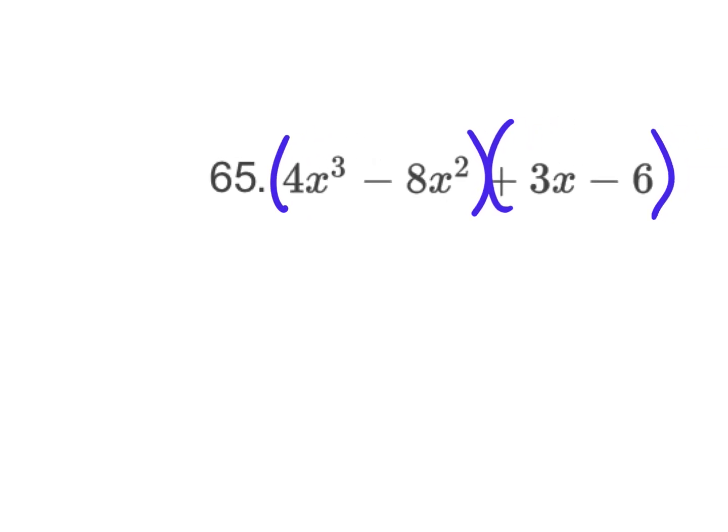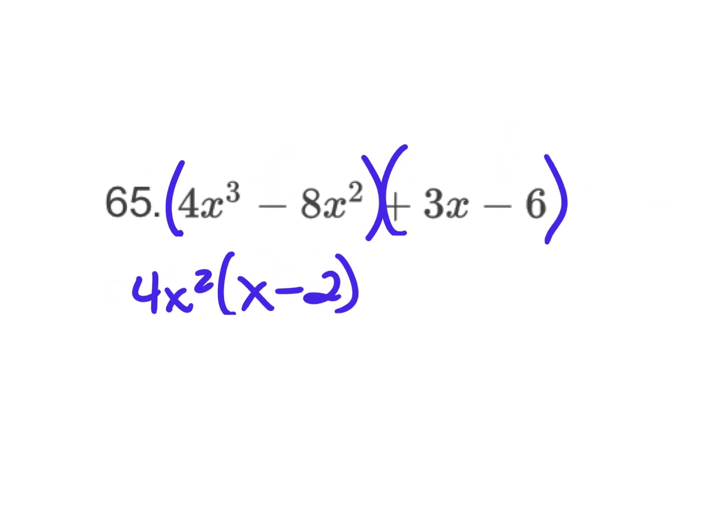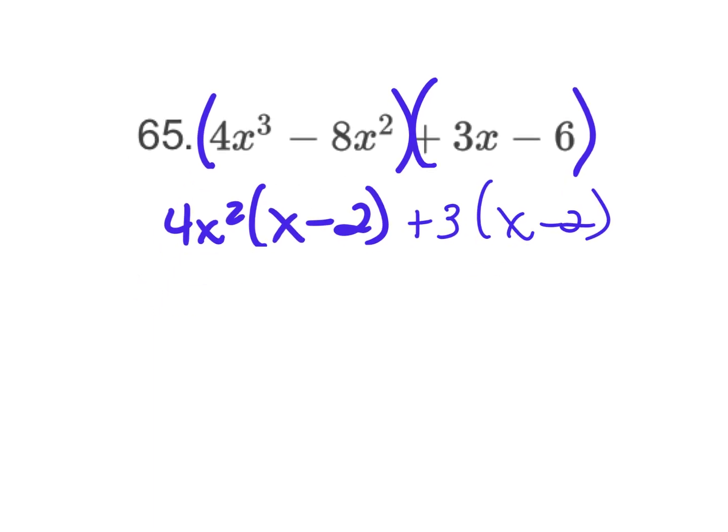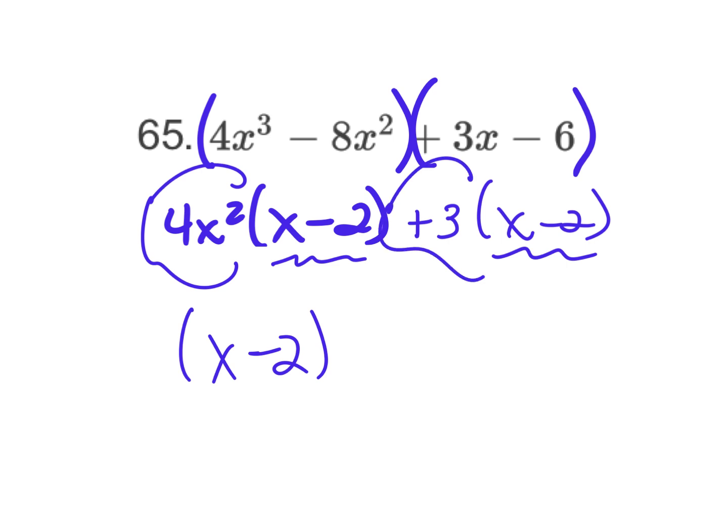So what can I take out of 4x cubed minus 8x squared? I could take out a 4x squared, and then I'm left with x minus 2. What can I take out of 3 and a negative 6? I can take out a positive 3, and I'm left with x minus 2. So if you guys notice here, our new GCF that presented itself is my x minus 2. And then my leftovers get their own parentheses. So 4x squared plus 3.